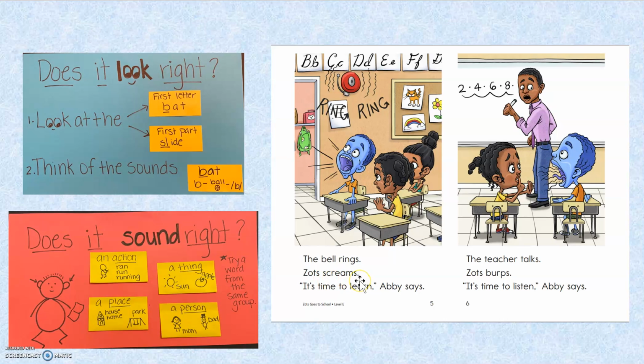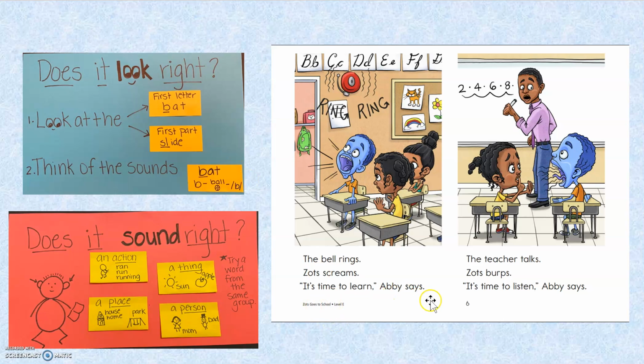Screams. Screams. I can look at this picture and say, what are the words to describe what Zots is doing? He's screaming, right? Let's go back and revisit that. Zots screams. That sounds right and it looks right.